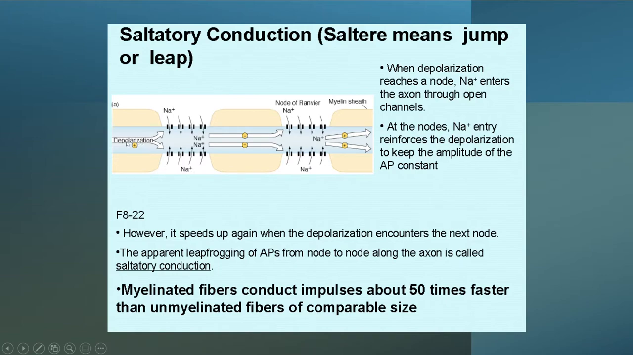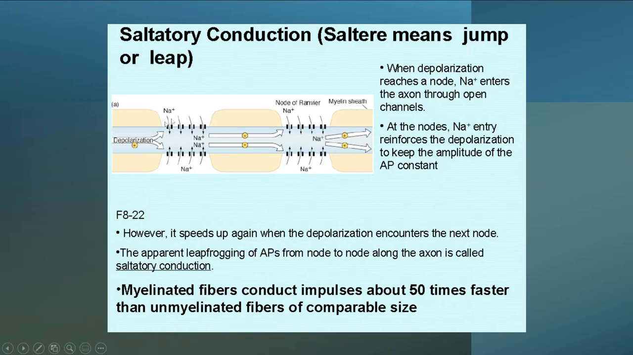So when this positivity comes to this point and reaches the threshold level, for example from -70 to -60, which is positive for the nerve cell, this positivity causes the opening of these sodium channels. This is called the threshold potential, and this will continue but only at the nodes of Ranvier. So this is also known as jumping of the action potential or saltatory conduction. And the speed of saltatory conduction is very high, 50 times faster than unmyelinated nerve fibers.